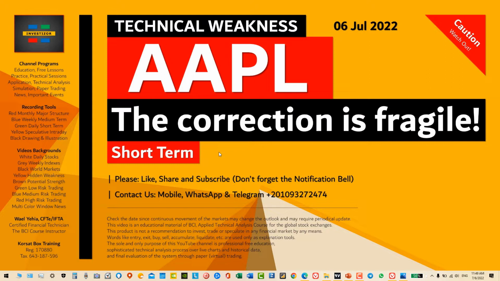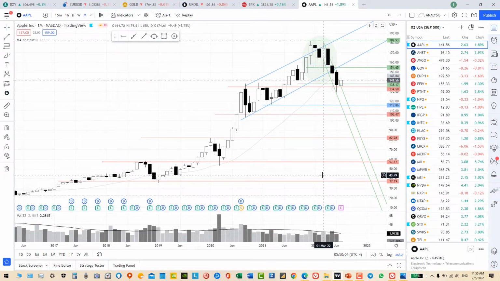In this video, we will apply the classical technical analysis view over the short term for Apple stock. As usual, we will start with the monthly chart.